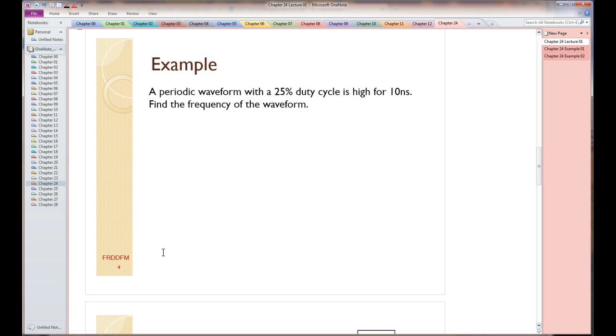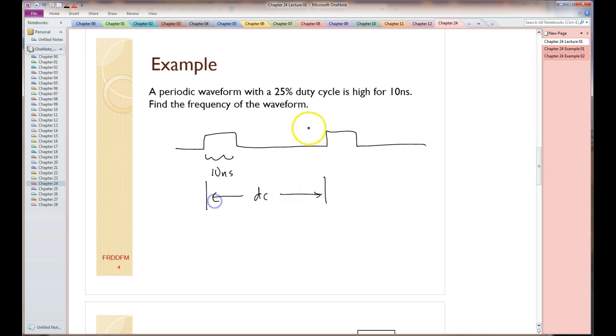So here's an example. What we're looking for is the frequency of the waveform. What it's given is the duty cycle and the amount of time the signal is high. So we can go ahead and draw this, not necessarily drawn to scale. This is 10 nanoseconds, and this is the duty cycle. And what we're going to be looking for is this value right here. So this is the amount of time the signal is low during that period.